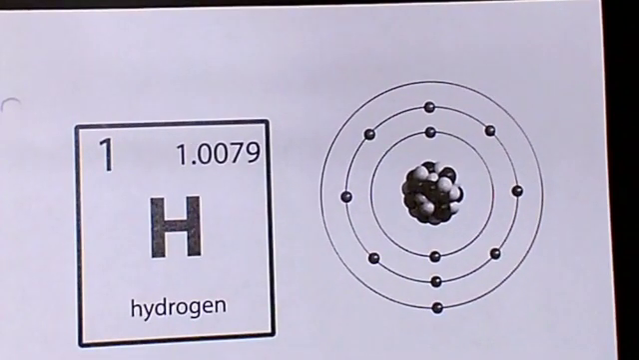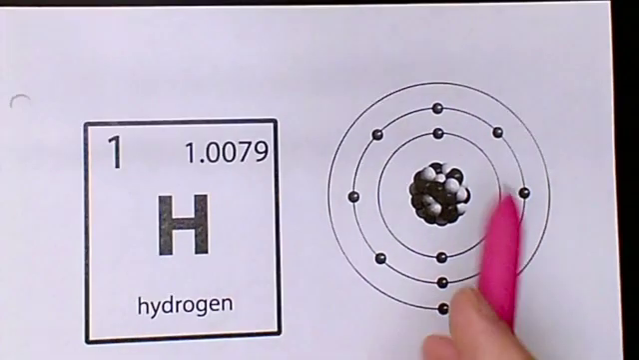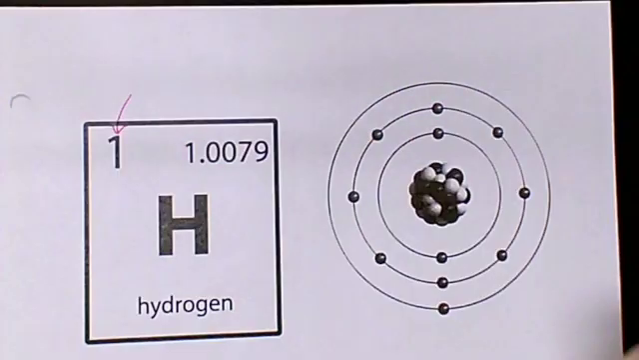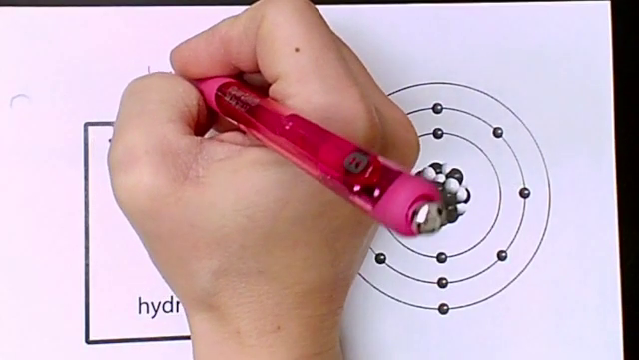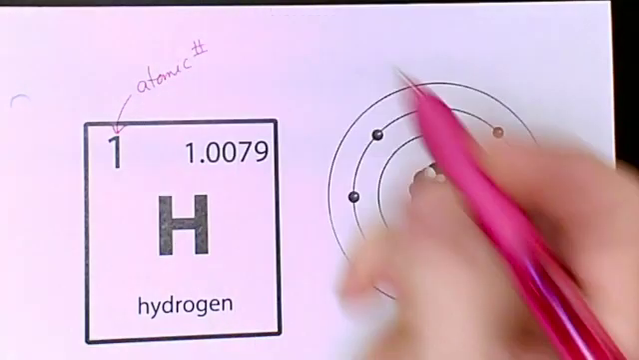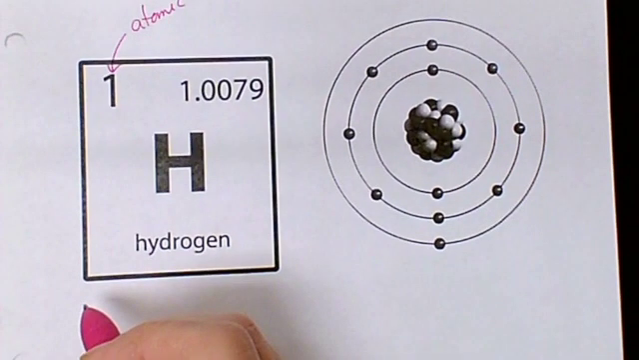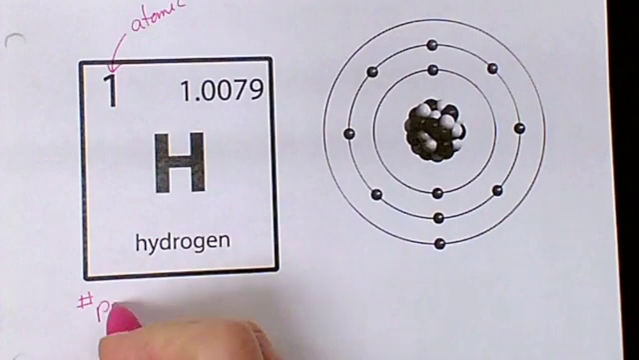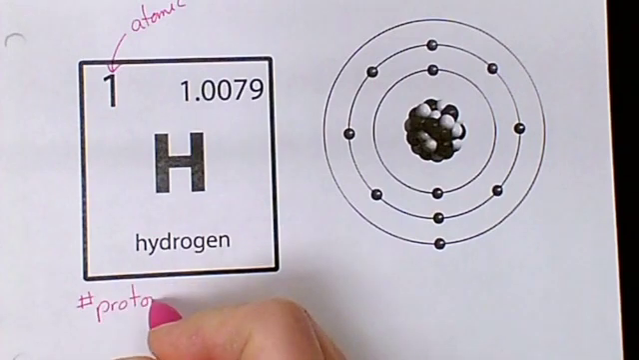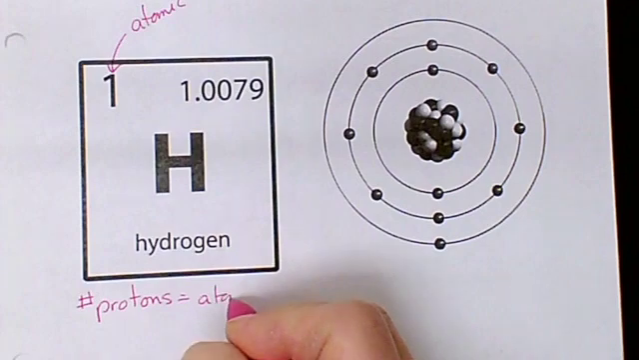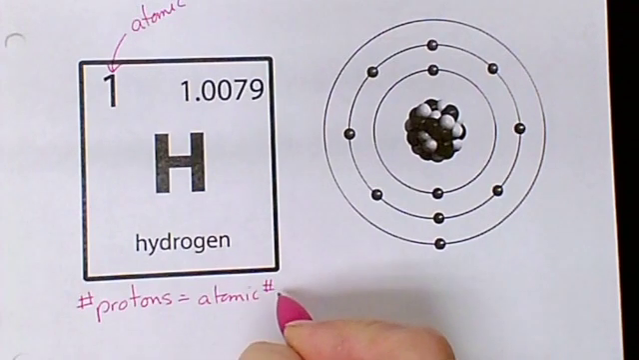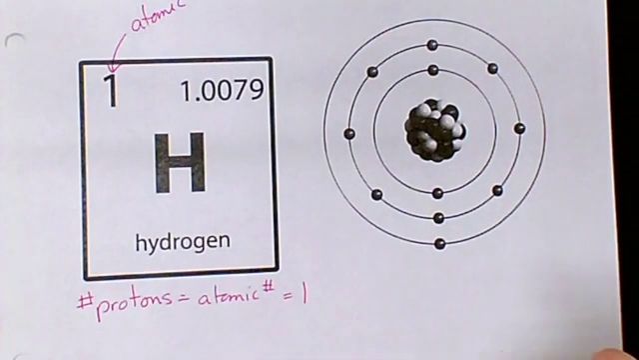So let's go to the back side here. And I want to focus first on that square from the periodic table. And again, here, this is a little bit different than the other one. Sometimes they look different, but here is the atomic number, which is the number of protons. So number of protons equals the atomic number, which in this case is 1.